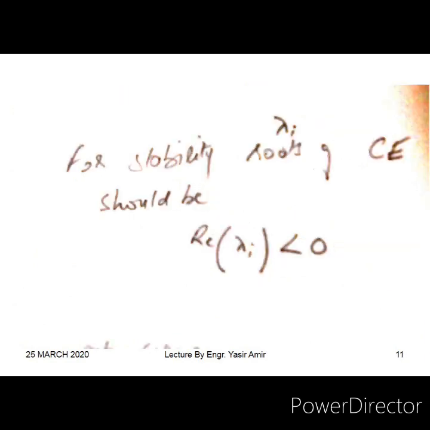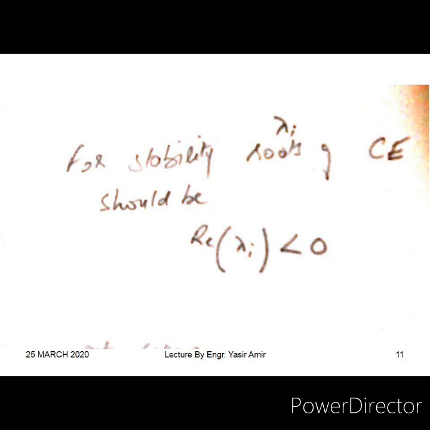Now we have a characteristic equation. We can find the roots of the characteristic equation, and those roots are also called the eigenvalues. They are the poles of the closed loop transfer function. If it's a degree 2 polynomial, then there will be 2 roots. If it's a degree 3, then we have 3 roots. These are also called the eigenvalues, and they are the poles of the closed loop transfer function.